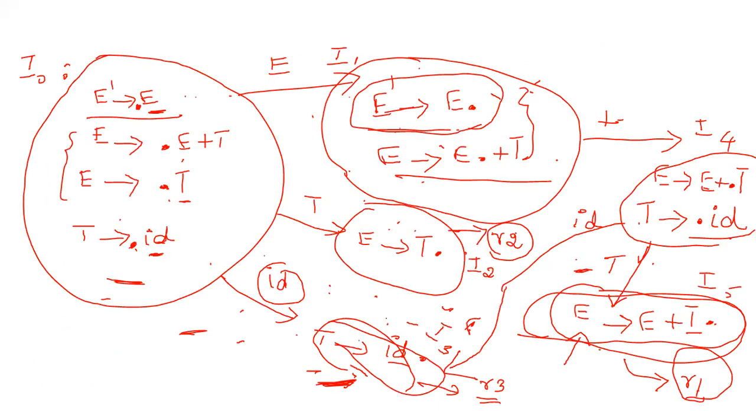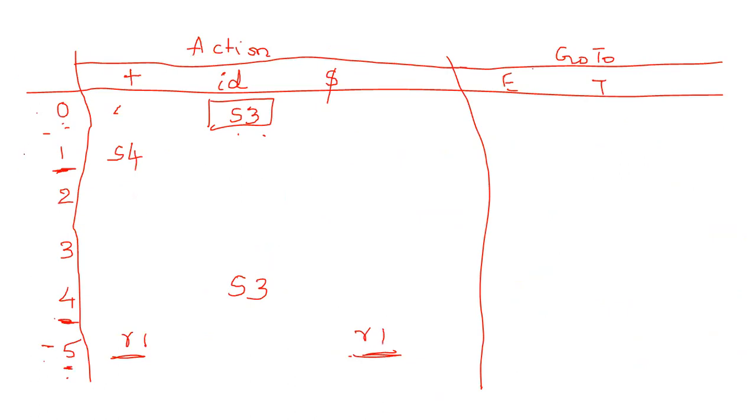And next, where do I need to fill R2? R2 is reduced at the state I2. So I2 has E implies T dot. Now I need to find follow of E, which I already found. What is follow of E? Plus comma dollar. Now I have to fill in 2 comma plus and 2 comma dollar as R2.